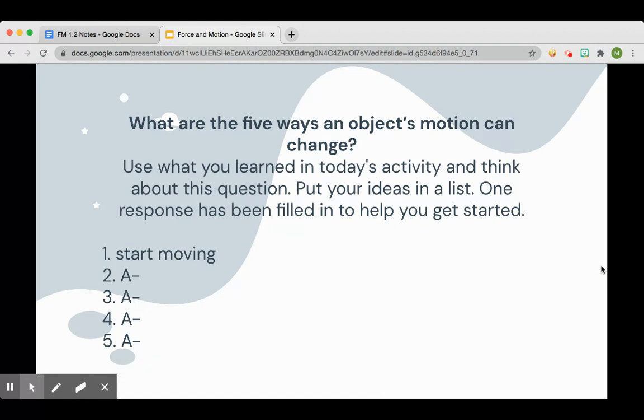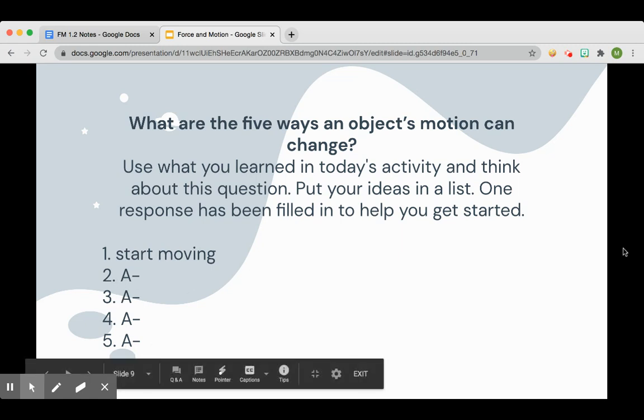Now I want you to think about what are the 5 ways an object's motion can change. Use what you've learned in today's activity and video and think about this question. Put your ideas in a list, and one response is already filled in for you. Number 1, it can start moving: it is not moving and then it starts moving. So think about 4 more, and next time I see you in class, we'll go over those 4.